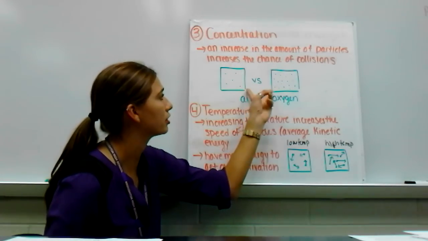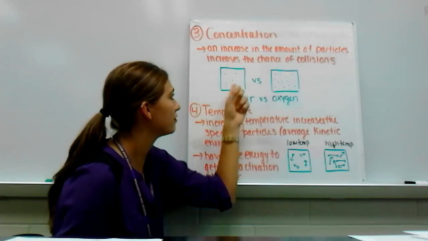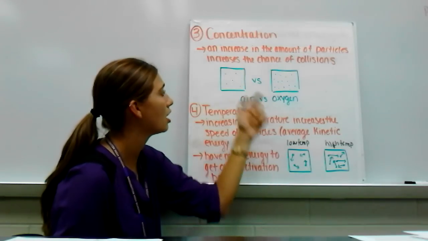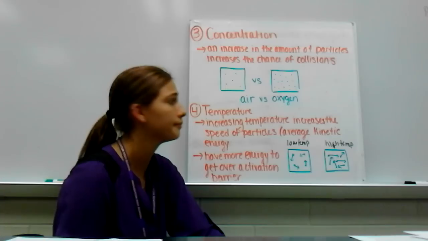Same thing happens with particles. So here in this box, we only have 5 particles. So the chances of these particles running into each other are a lot less than in this box that has a whole bunch of particles in it.